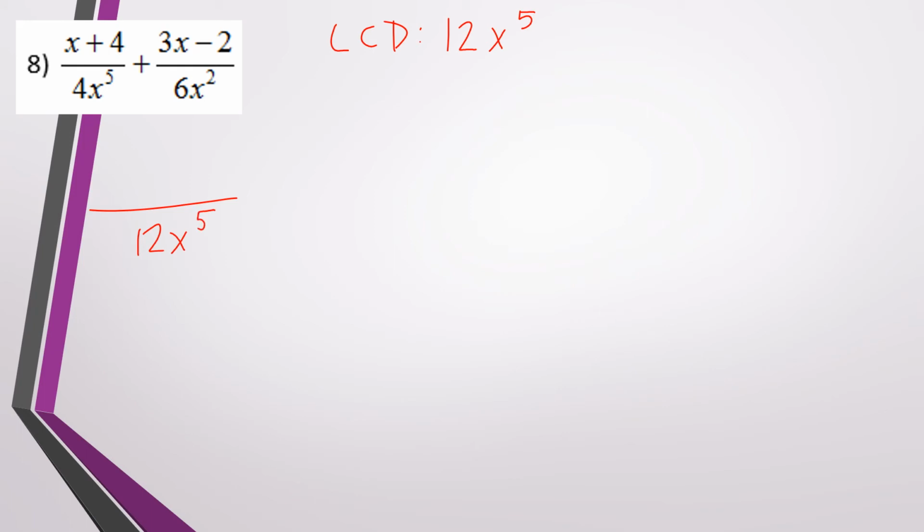I need to multiply both of these by something in order to get to 12x to the 5th. So to get from 4 to 12, I need to multiply by 3. My x to the 5th is already there. I don't need to change that. To get from 6 to 12, I need to multiply by 2. And then to get from x squared to x to the 5th, I need x to the 3rd.